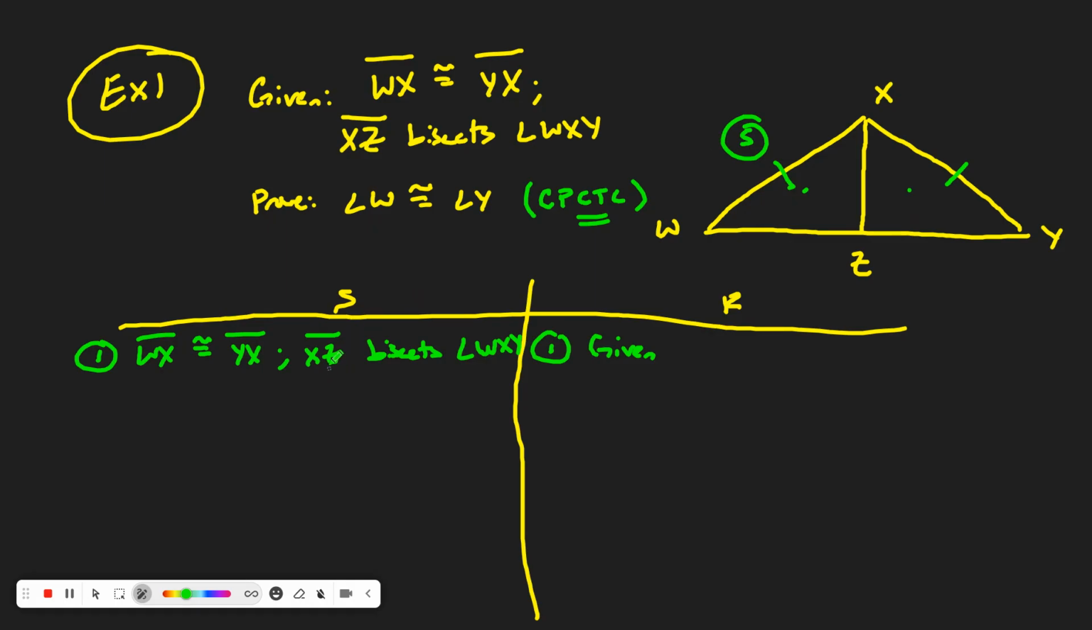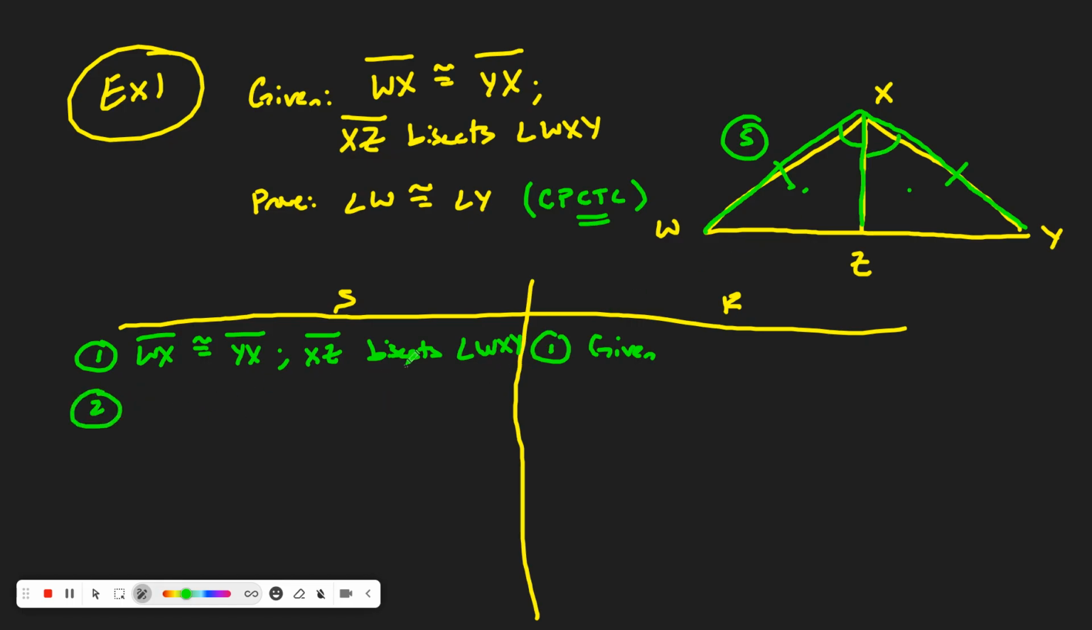Now, I see that segment XZ bisects an angle. So this angle is WXY. If I trace WXY and I trace XZ, I hope you can see the 2 angles in green that are now going to be congruent. It's going to be this angle here and that angle here. And that is our step 2.